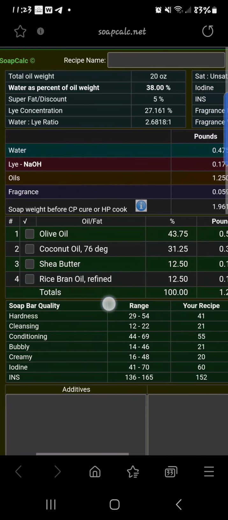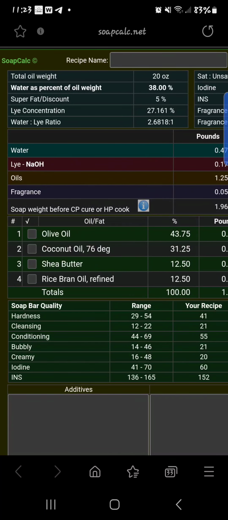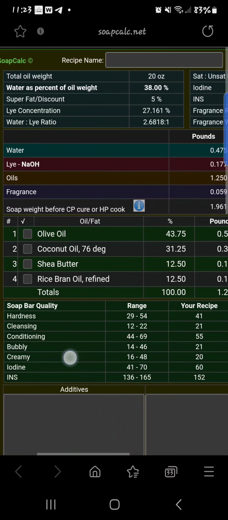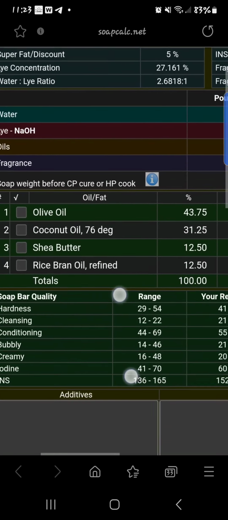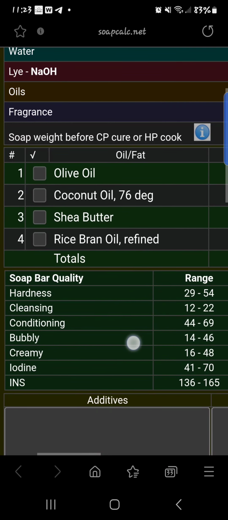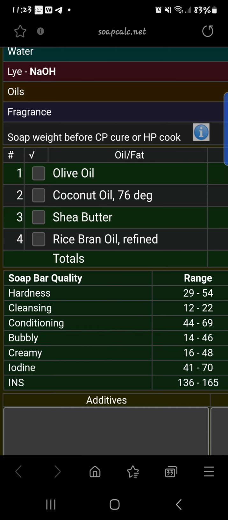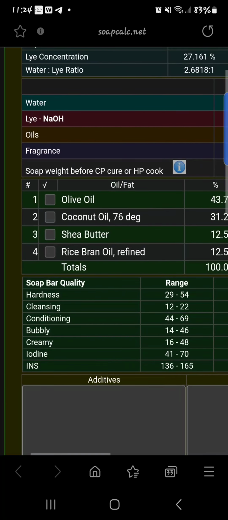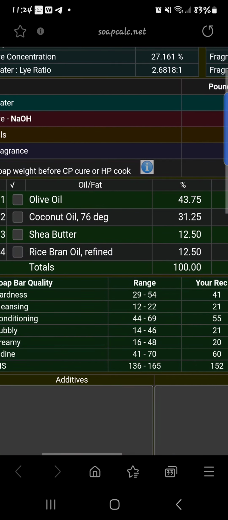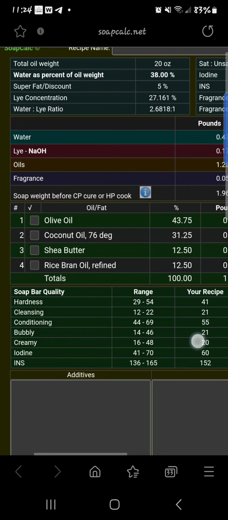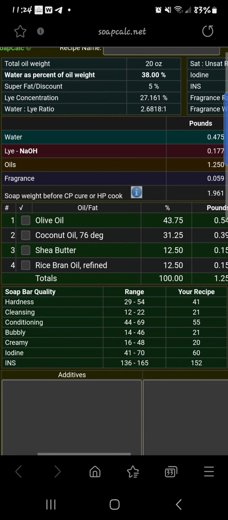So now once you get your recipe, this is the part that you want to look at, the soap bar quality. So that is important. And basically that's going to tell you what kind of bar you're going to have. So if you look, the hardness should be between 29 and 54%. And it's showing you that your recipe is at 41%.